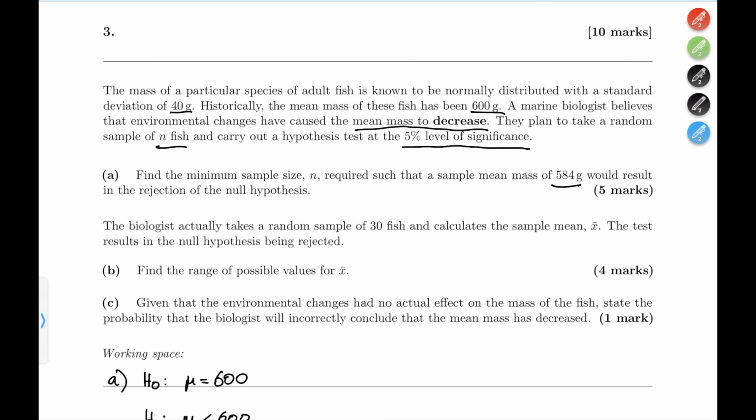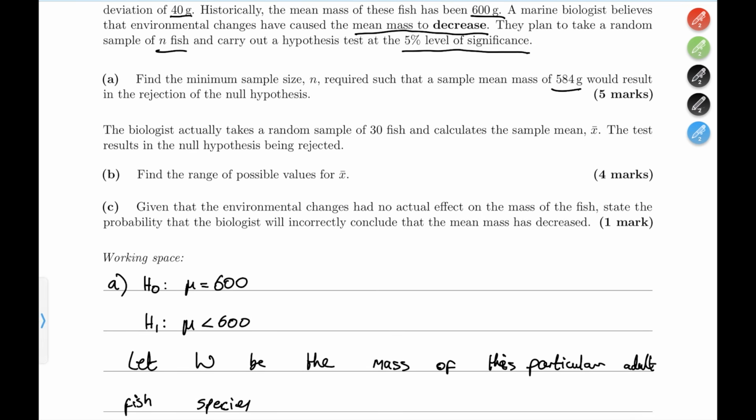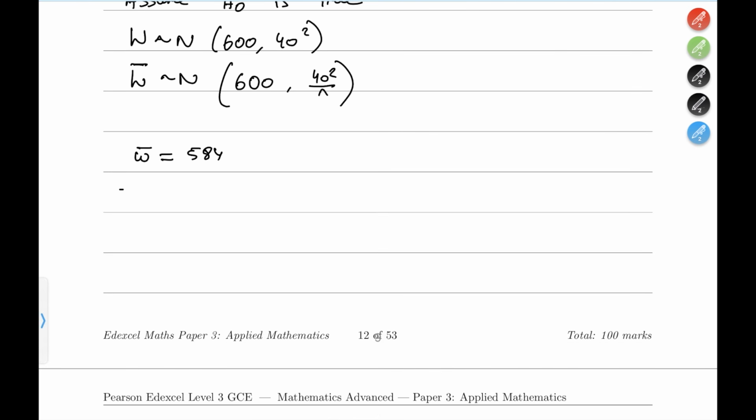And we're trying to show that the sample mean mass of 584 grams would result in the rejection of the null hypothesis. What we can do here is find the critical region or the critical Z value, and we can essentially solve and find the minimum value of n. So first of all I'm going to standardize. We're going to use the mean of 584 because that's what the question's asked us.